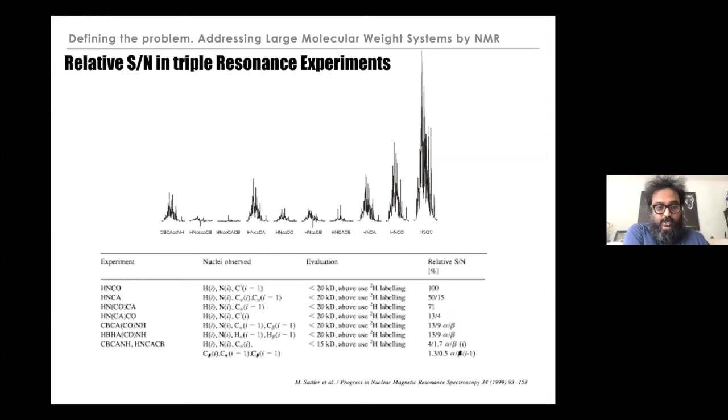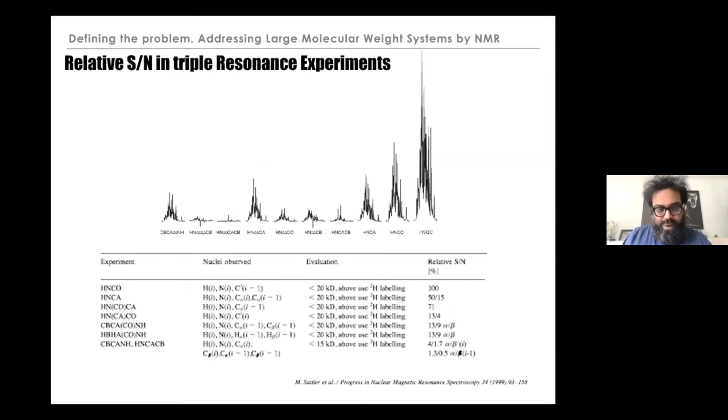Now, the second problem of relaxation comes in your sensitivity of the triple resonance experiment. Here's a slide from an old review by Michael Sattler, which still holds good. Here's the relative sensitivity of the different triple resonance experiments. And you can see that the HNCA experiment is the most sensitive experiment that gives you sequential connectivity.